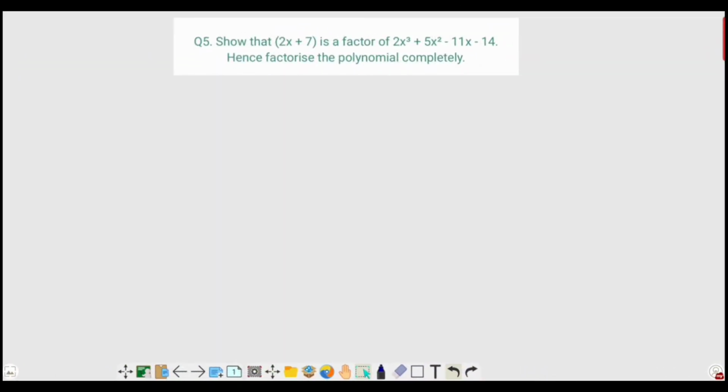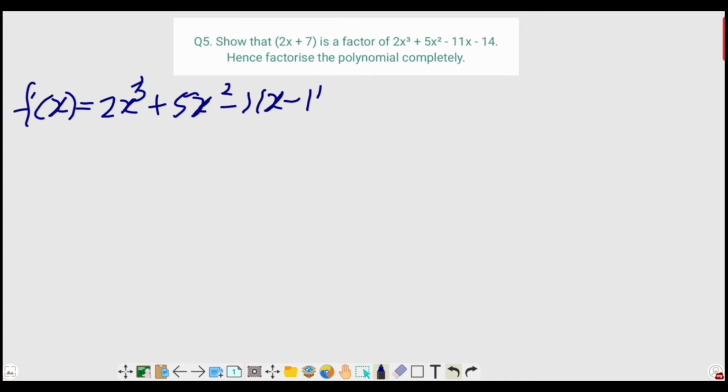Now let's solve the next sum. Show that 2x plus 7 is a factor of the polynomial. So first we will solve this part. Your f of x is 2x cube plus 5x square minus 11x minus 14. You have to show this is a factor. So this will give you the value of x as minus 7 upon 2.